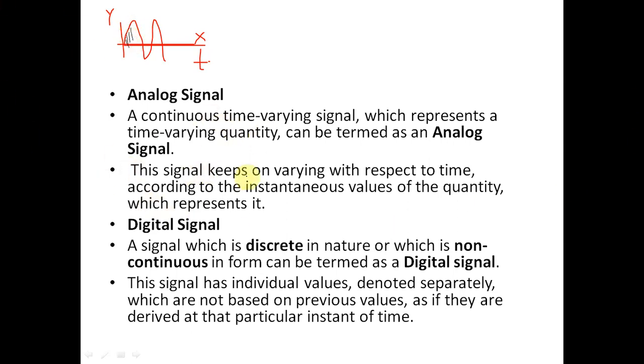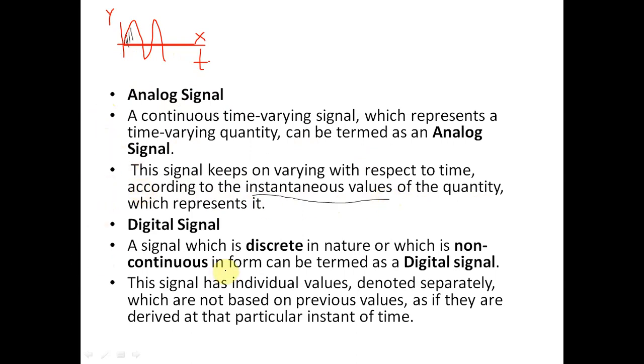This signal keeps on varying with respect to time period. In each time period, the amplitude will be different according to the instantaneous values of the quantity. See here, the amplitude of this point is different, and the amplitude of this point is nothing but the instantaneous value of the quantity which it represents.